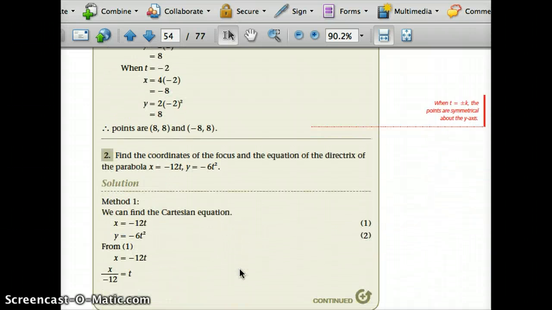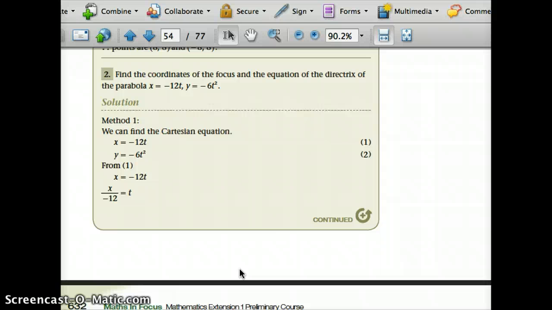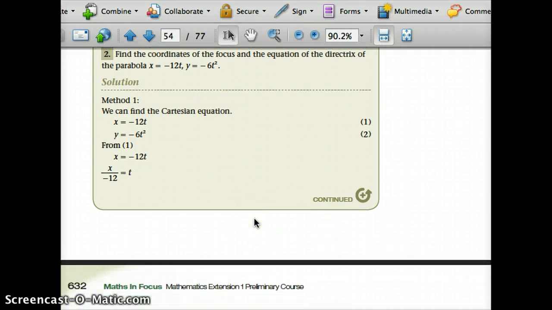Here's the next part. You could be asked to find the coordinates of the focus and the equation of the directrix, okay, of the parabola. Now, this just relates back to our locus definitions. So what we want to do is we want to get the value for a, don't we? If we get the a in the x squared equals 4ay, then we'll be able to work out what the focal length is. We'll know the directrix and we'll know everything. Okay. So I'm not going to teach you method 1. I'm going to teach you method 2.